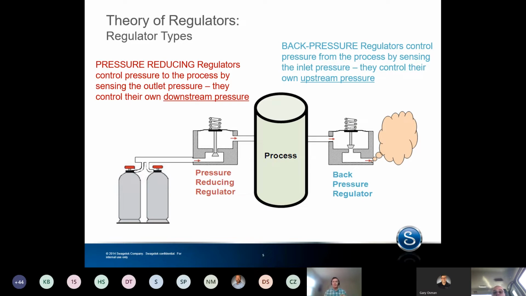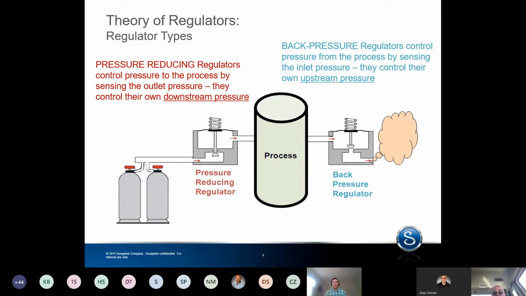It could be a lab test bench, it could be a continuous chemical process, it could be tank filling, whatever it is, right? It can be anything. And then on the other side there, you have back pressure regulators. Where pressure reducing regulators drop pressure and want to control the outlet, or what's downstream of the regulator, pressure reducing regulators look forward. Back pressure regulators, as the name implies, they look behind them.